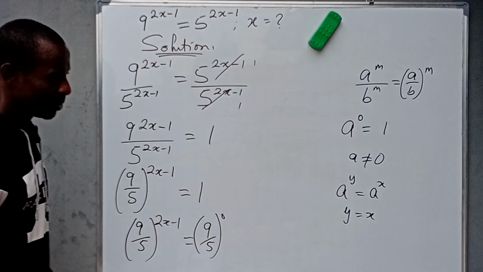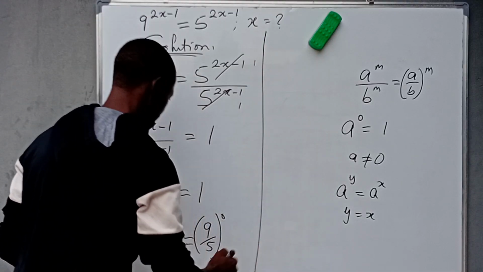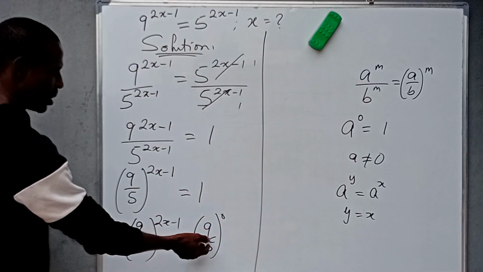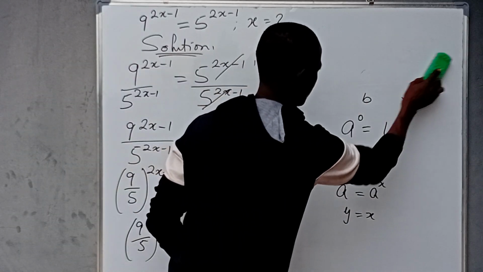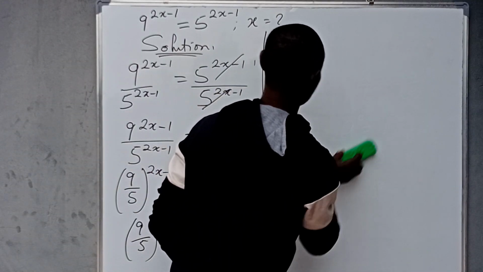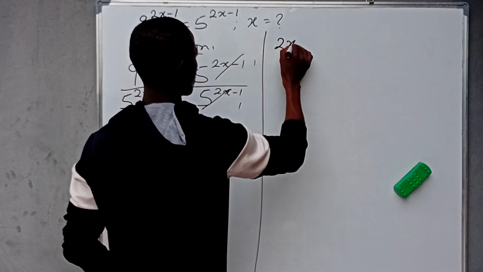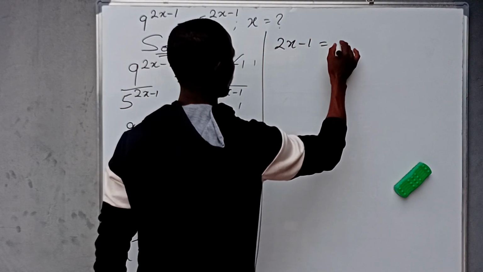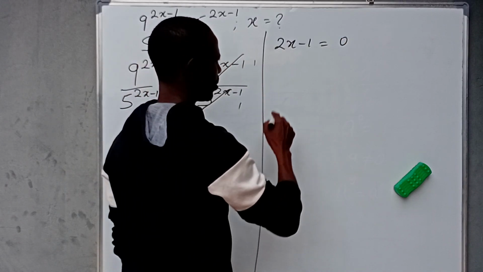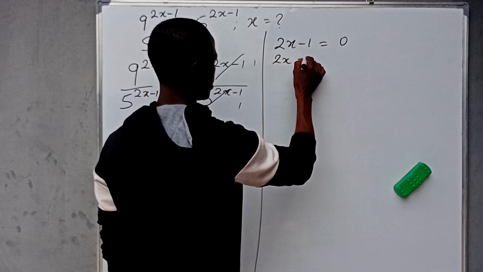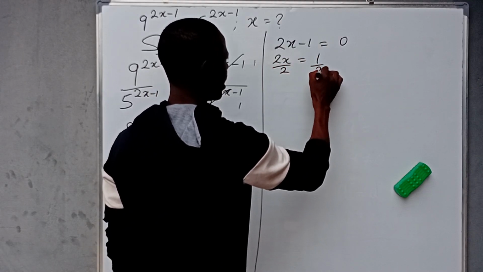It means that y is equal to x. Remember this law? Good. So if we apply that law here, what does that imply? It means this and this are the same, and so they will leave the system, right? So let's wipe off this and continue on the side here. So this is going to give us 2x minus 1 is equal to 0. If we add 1 to both sides of the equation, we're going to have 2x is equal to 1.